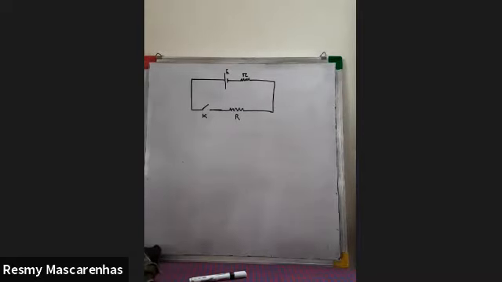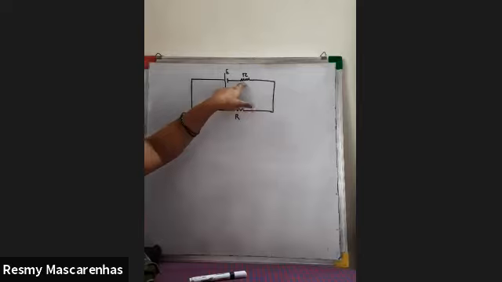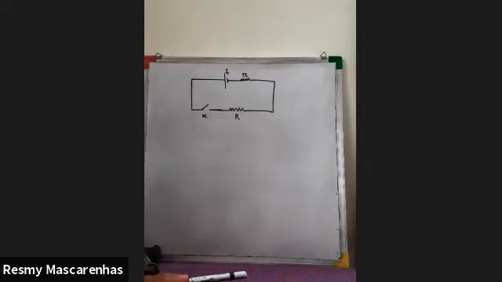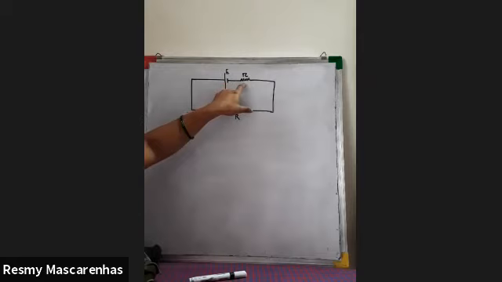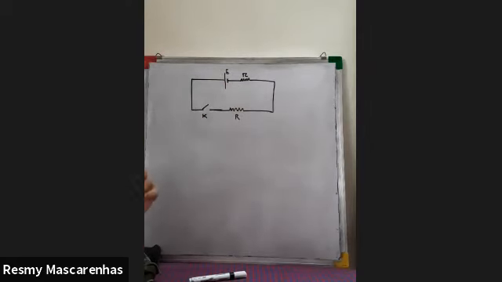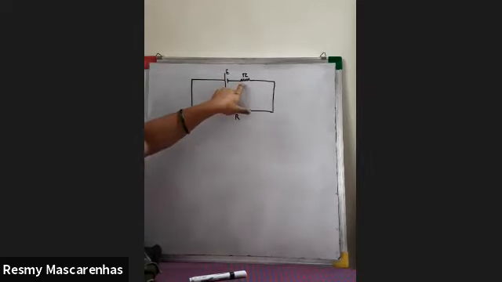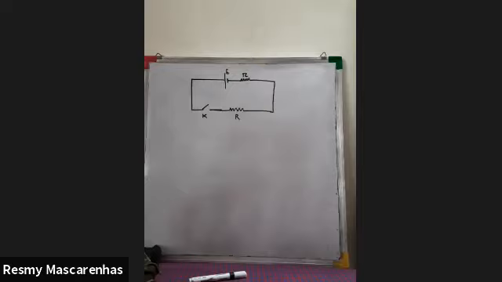Draw this. Small r is your internal resistance. Again, I'm repeating. Internal resistance is actually inside the battery. But when showing it in the circuit, we show it at the side of the battery. The representation that you show for internal resistance is exactly at the side of the battery. So whenever you see small r, remember, it is the internal resistance.